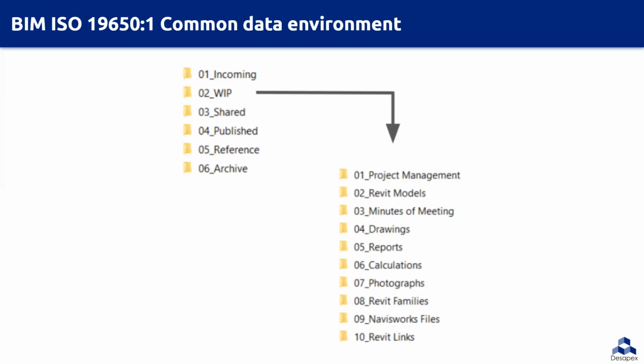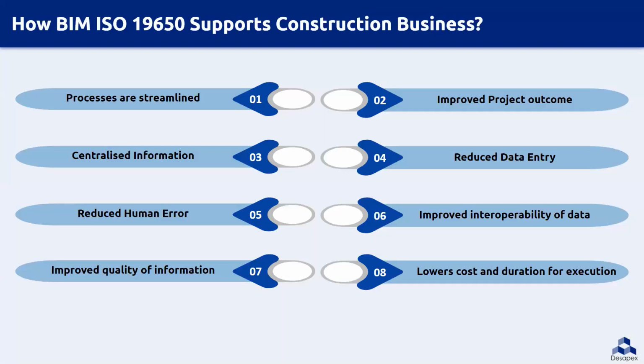So how does ISO 19650 benefit construction businesses? BIM can be considered an investment for a company's future. Companies can have an internal audit with a set of questionnaires discussed and documented before a BIM implementation. ISO 19650 provides additional traction to BIM by streamlining the processes of project delivery, which all stakeholders involved in the project have to follow.